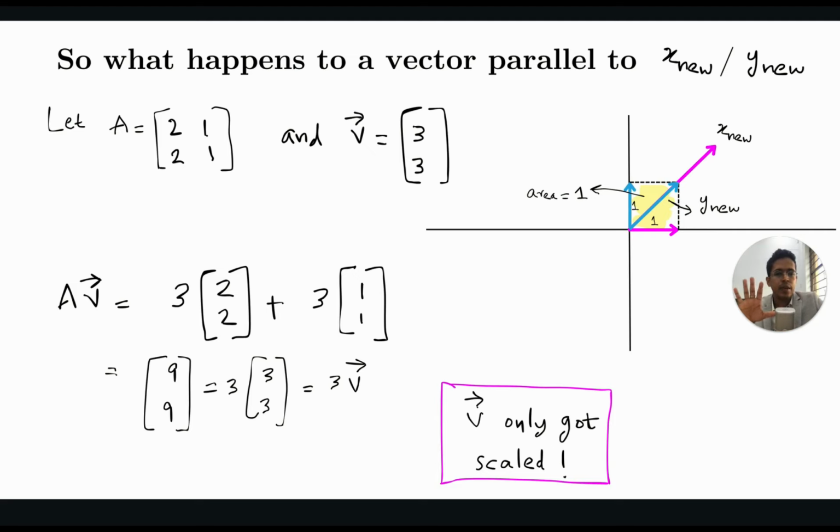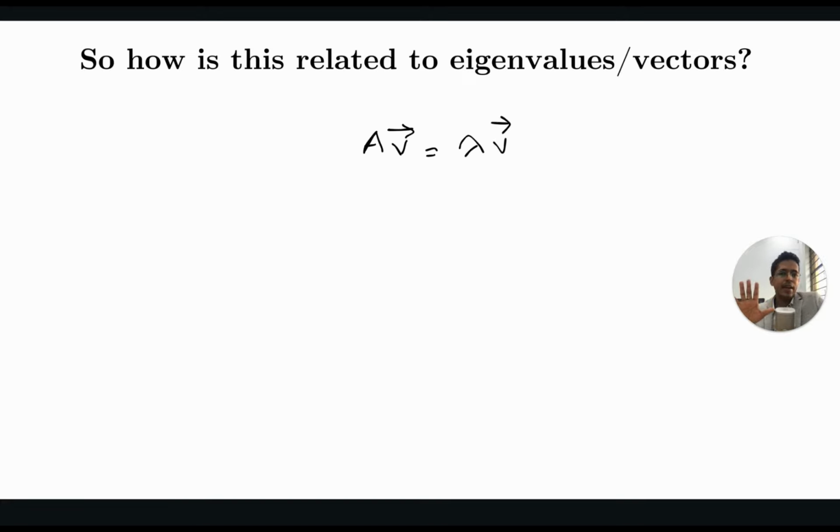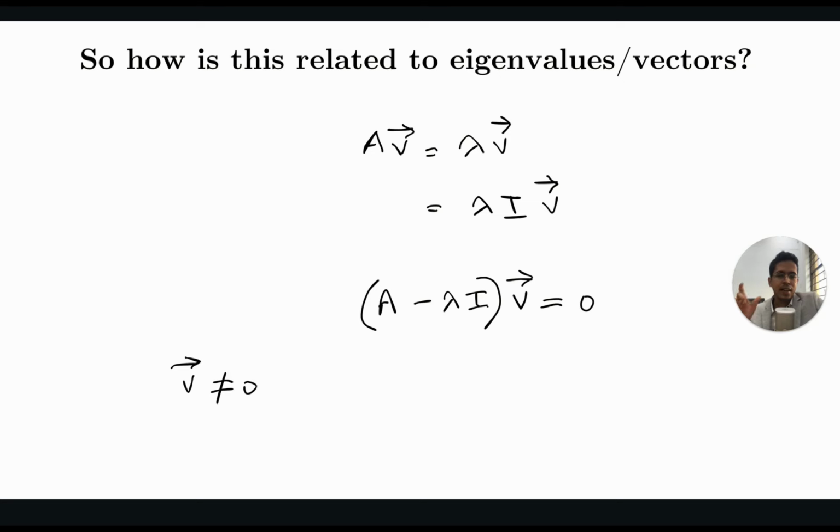Nothing else happened to V. So similarly, now let's come to the original thing that we were discussing, eigenvalues and eigenvectors. We have A times V equal to lambda V, and then this we write as lambda times I times V, because we want the matrix representation instead of just scalar multiplication. Then we write like this.